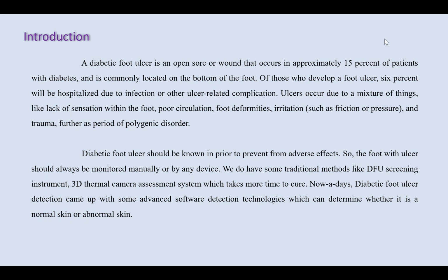We do have some traditional methods like diabetic foot ulcer screening instruments and 3D thermal camera assessment systems, which take more time to cure. Nowadays, diabetic foot ulcer detection has come up with some advanced software detection technologies which can determine whether it is normal skin or abnormal skin.